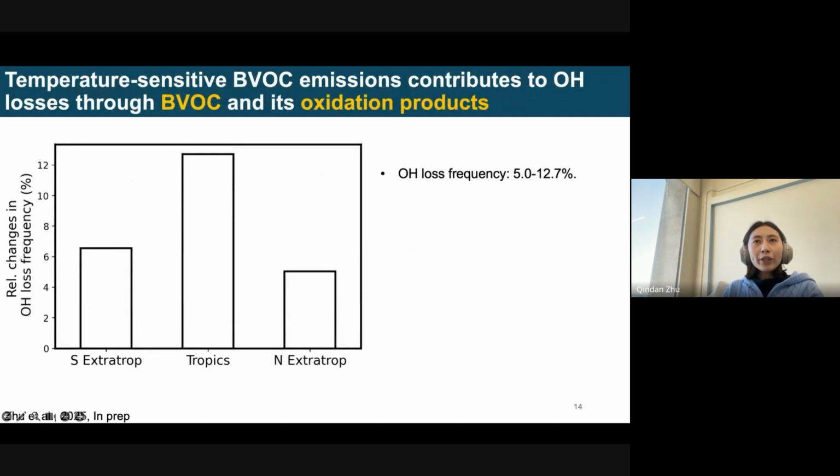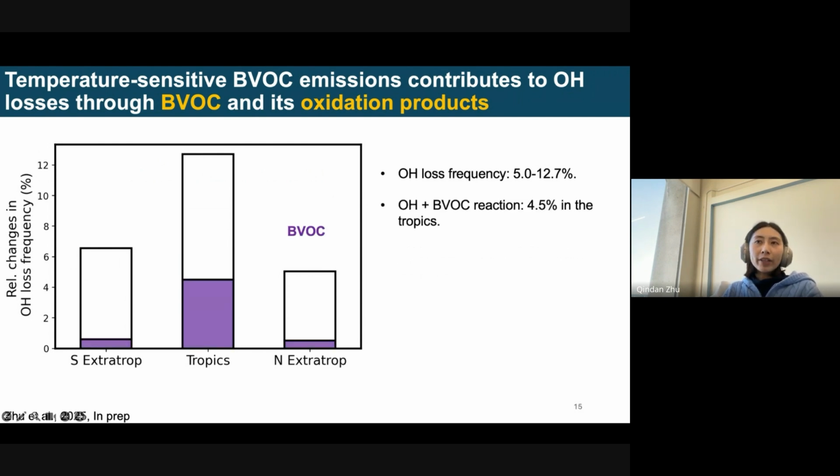And moving to the temperature-sensitive BVOC emissions, we already know that the major impact is on the OH loss frequency. But if we look at the individual regions, we find that the increase in the OH loss frequency could be as high as about 13% in the tropics, which is almost double the increase in the extratropics.